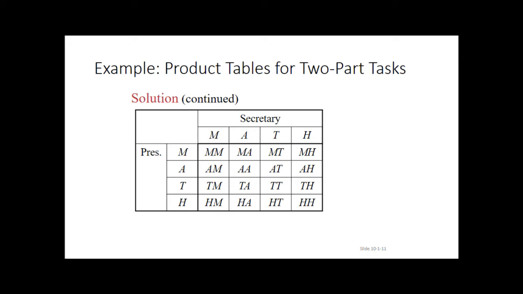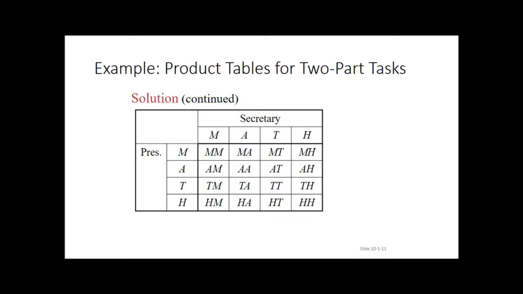So in this case, when we look at, say, this square with AM in it, what is that saying? That's the scenario where the president would be A and the secretary would be M, which would be different from MA, right? Where the president is M and the secretary is A.